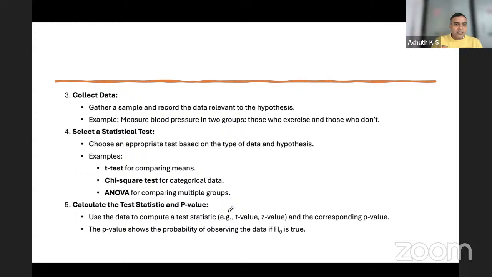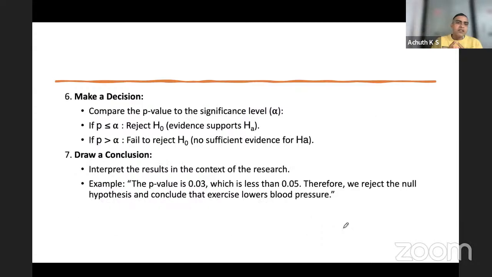Calculate the test statistic and p-value. Use the data to compute the test statistic, then you will get the p-value. Then you make a decision. Compare the p-value. If the p-value is less than 0.05, which you have considered over there, then you reject the null hypothesis. That means the evidence is supporting the alternative hypothesis. If you fail to reject the null hypothesis, that means there is not sufficient data to support the alternative hypothesis.